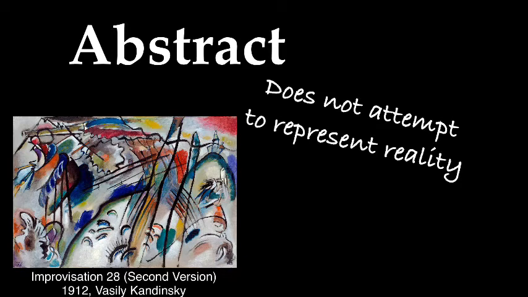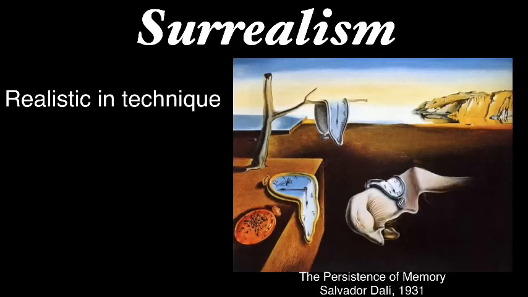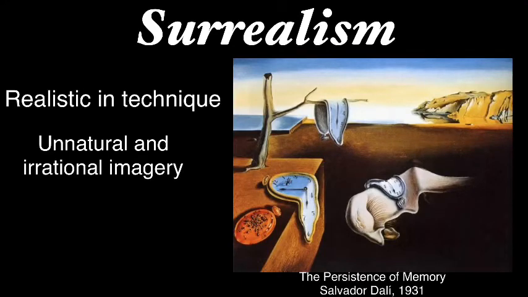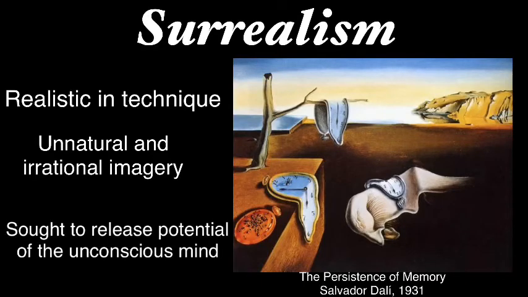As we come up toward the mid-1900s, we are looking at Surrealism. Now, this was realistic, but almost alternate reality. It was very unnatural in its irrational imagery. So we see realistic ideas, but it's completely out of reality itself. So it sought to release the potential of the unconscious mind. It was an art form meant to challenge the mind and challenge the social norms.